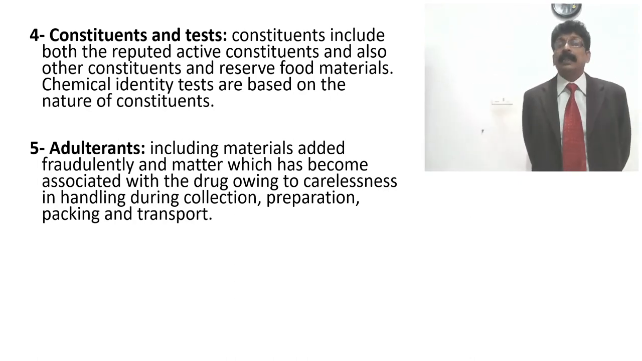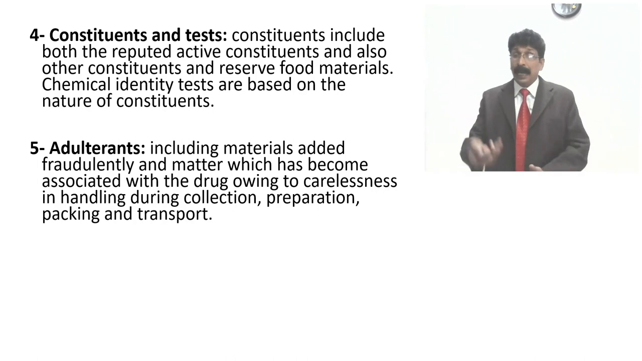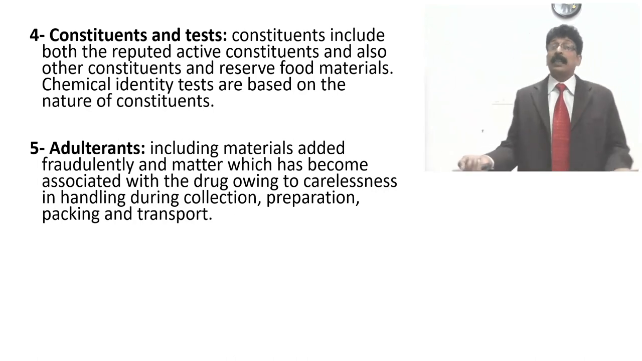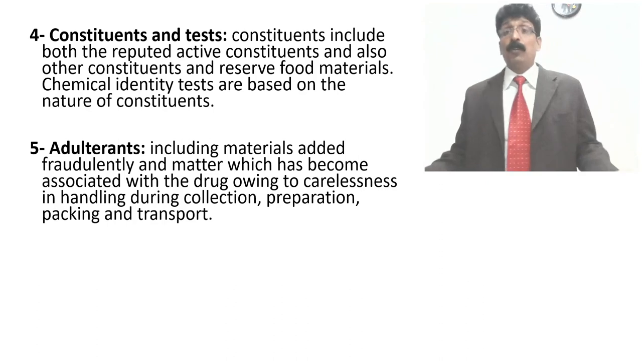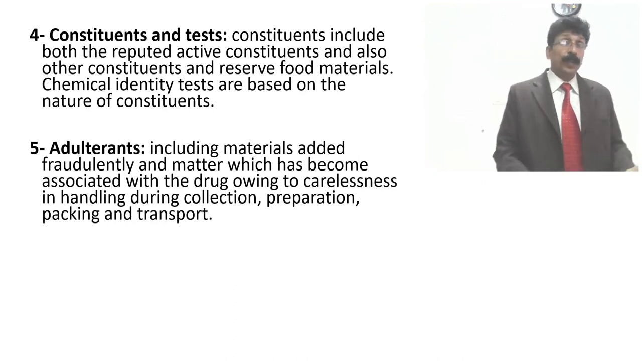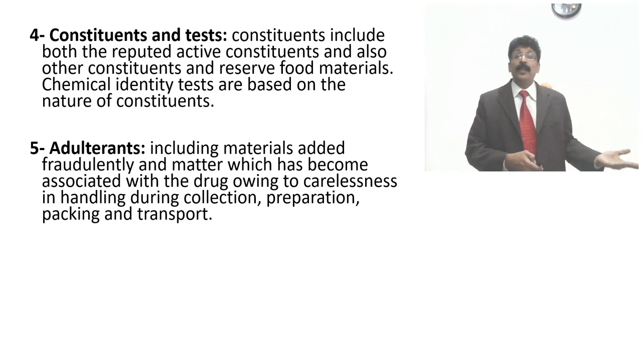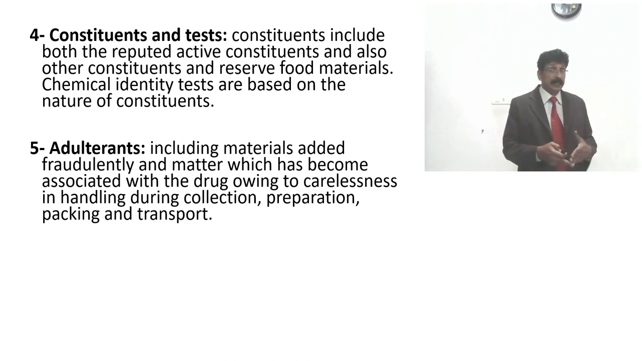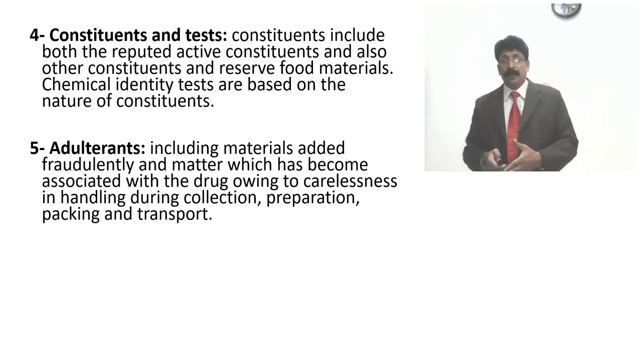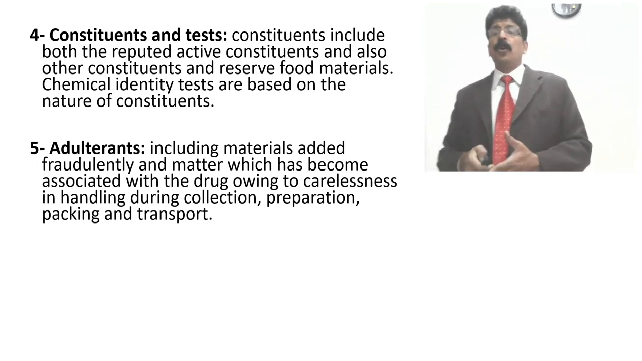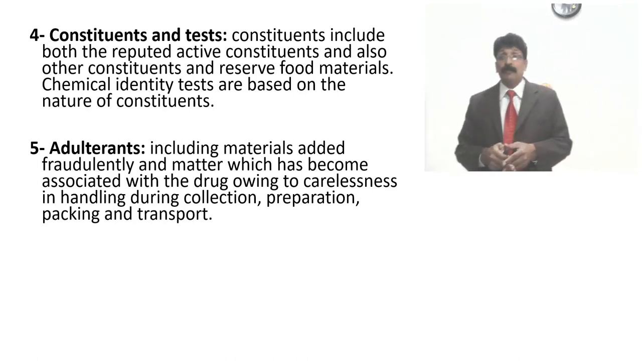Sometimes it is non-intentional, without knowing, there may be hairs of the animal, or sometimes when they are collecting plants, they may collect another plant without knowing, and it may be added. So there is non-intentional adulteration and intentional adulteration for benefit. There are different types of adulteration. This should be identified by the pharmacist when preparing a drug for treatment. So this plays a major role for the pharmacist.